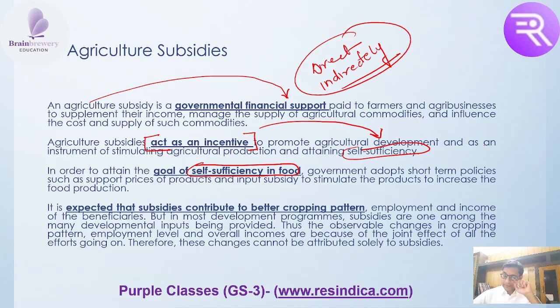And one more part is that it is expected that subsidies contribute to a better cropping pattern. That means if the government is providing subsidies and a lot of support to certain sectors, the government wants farmers to utilize a certain cropping pattern, like wheat, rice, or various types of pulses, so that you should not grow the same type of crop. So the purpose of providing subsidies to the farmer is to make sure that they follow a certain kind of cropping pattern which is good for their country.